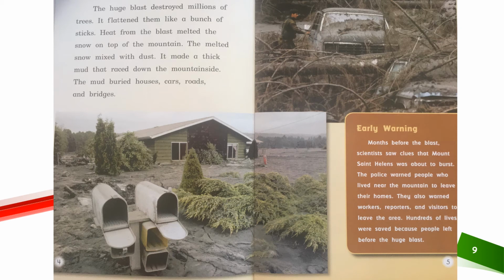The huge blast destroyed millions of trees. It flattened them like a bunch of sticks. Heat from the blast melted the snow on top of the mountain. The melted snow mixed with dust. It made a thick mud that raced down the mountainside. The mud buried houses, cars, roads, and bridges.